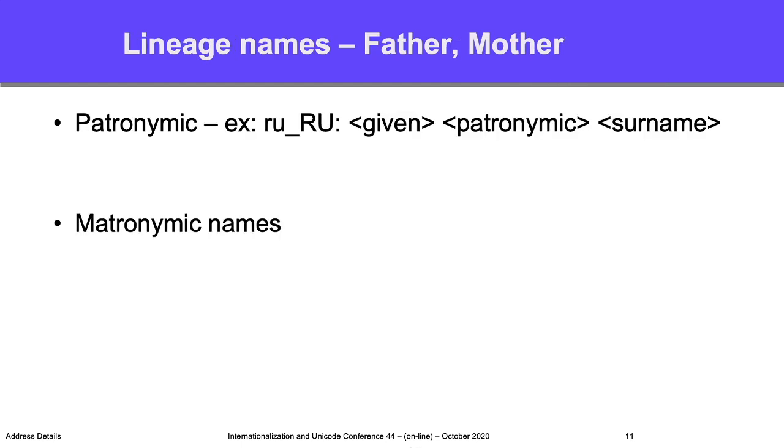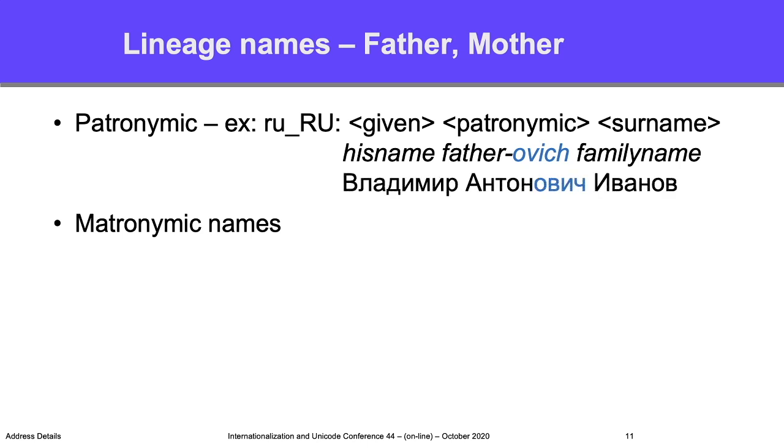There's also the aspect of patronymic names or lineage names, names that are derived based on your father and mother. In Russia, every person is required by law to put down a patronymic name that is derived usually from a father, could be from a mother if they don't have a father. So his name, Fyodorovich, family name, such as Vladimir Antonovich Ivanov.